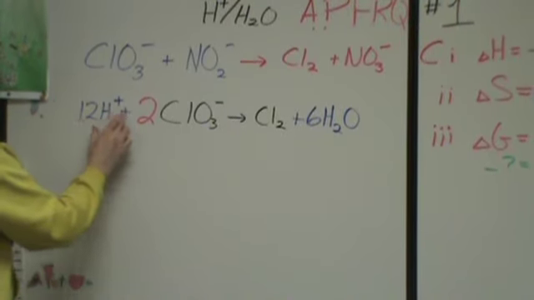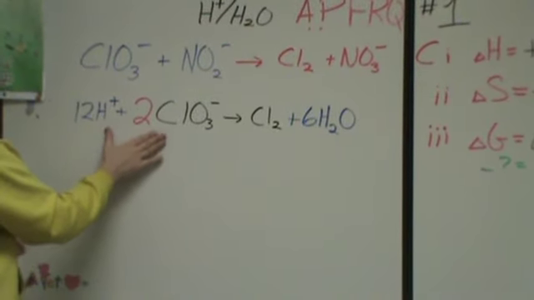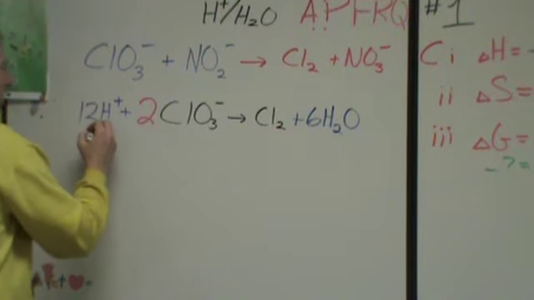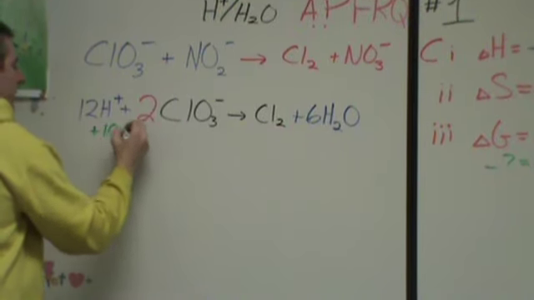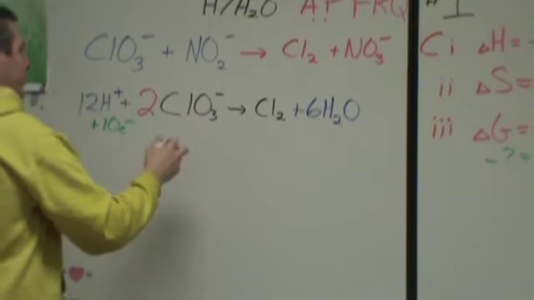So I have 12 positive charges, 2 negative charges, no charge, no charge. So I have 10 extra positive charges over here, more so than the other side. So I'm also going to add 10 electrons to the side. Okay. Then I'm going to do the same process, but with the second reaction.